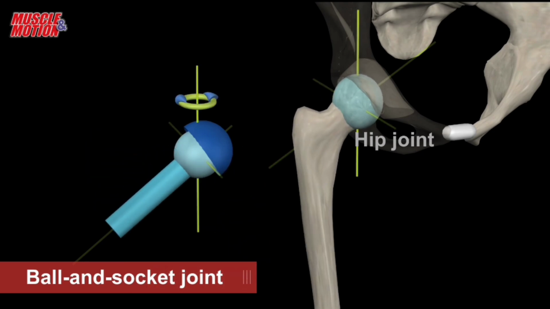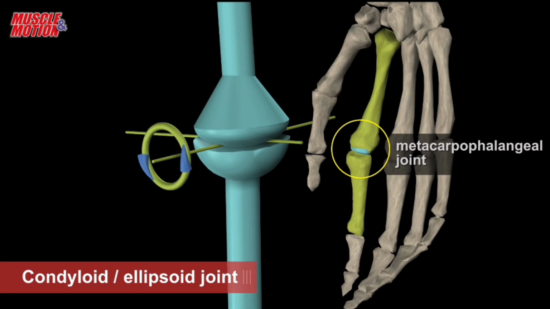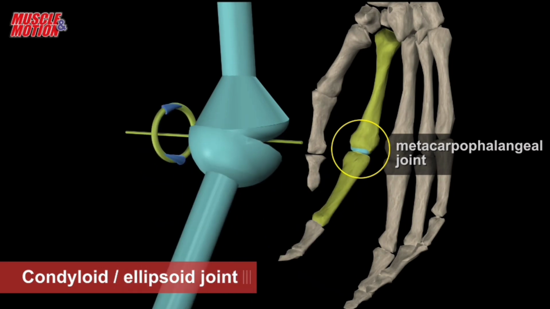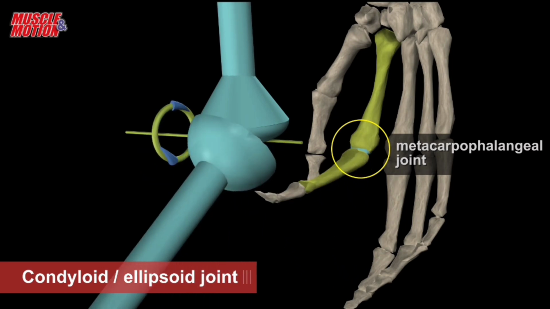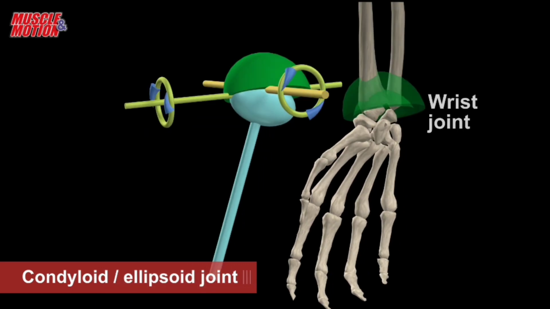Then there is the condyloid joint. This contains a convex surface which articulates with a concave ellipticoid cavity. These are also known as ellipsoid joints. For example, the metacarpophalangeal joint, or the wrist joints.